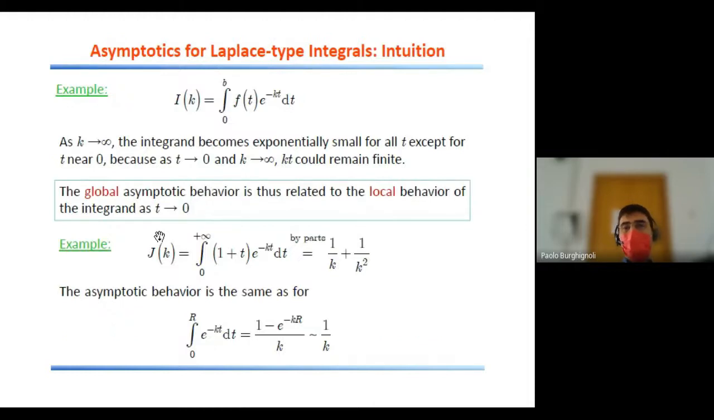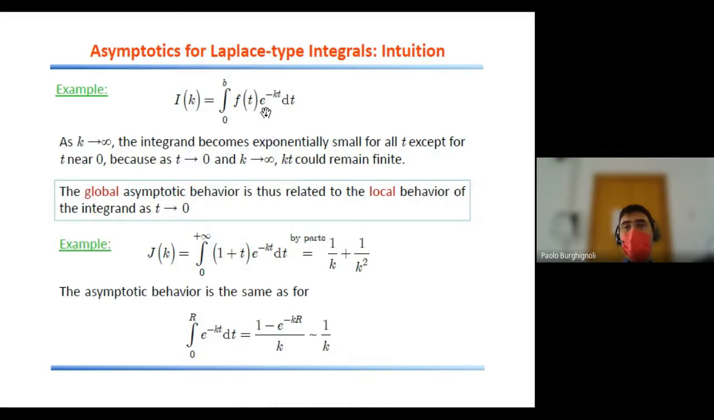Let us give the first example, which is the Laplace integral, the standard Laplace integral with finite integration limits. And let us observe that as the parameter k becomes large, so as k tends to infinity, the integrand becomes exponentially small because of the exponential function that tends to 0 for all values of t, with the exception of t equals 0, of course, because when t is equal to 0, the exponential function is equal to 1 regardless of the value of the parameter k.